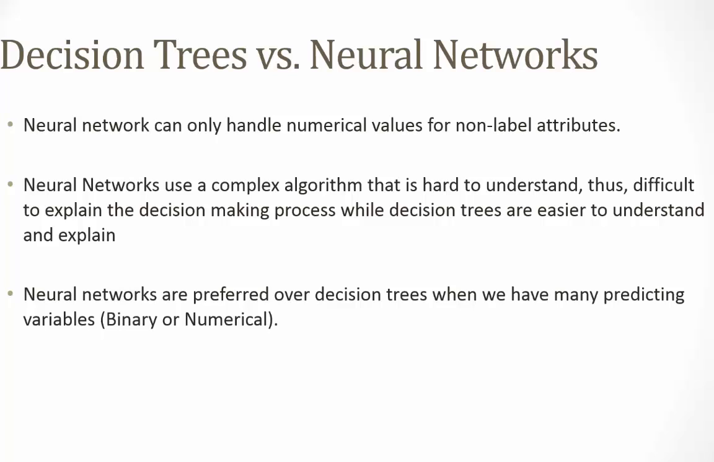Also, neural nets can be used on target variables that are numeric and continuous. A special version of decision trees can be used on target variables that are numeric or continuous as well, but it is not advised to use decision trees on continuous target variables. However, you can use neural networks for both discrete or categorical target variables or continuous target variables.